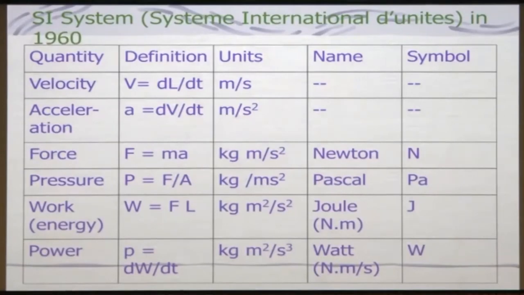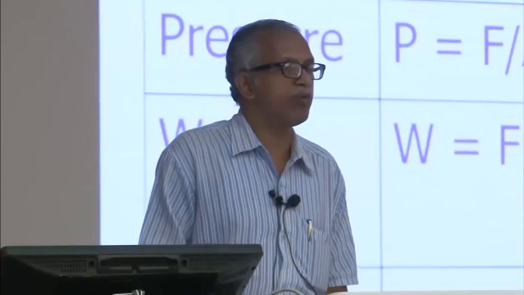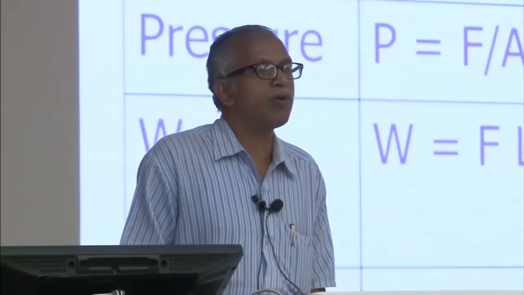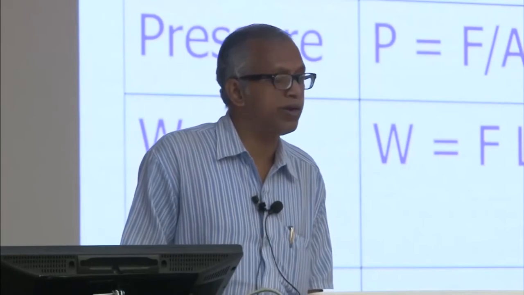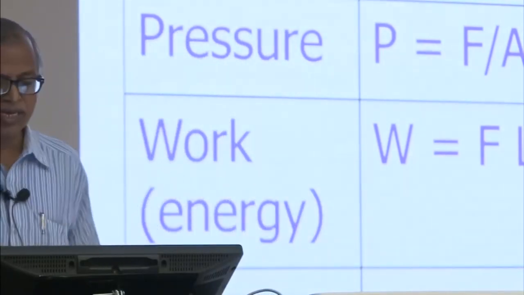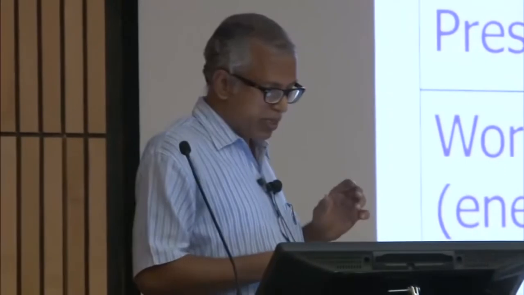J is the symbol for joule. Power is the rate of change of work, that is work per unit time. This is Newton meter per second, that is work per second, which is the watt. You will be using this symbol as a capital. Be careful, because people fuss about it if you are not writing it properly. I will give you small tips on the convention for using the units.